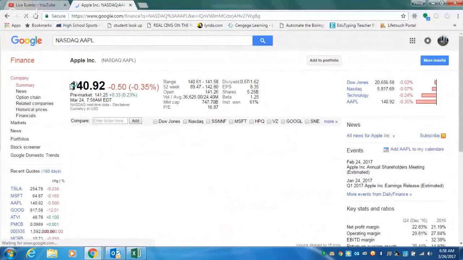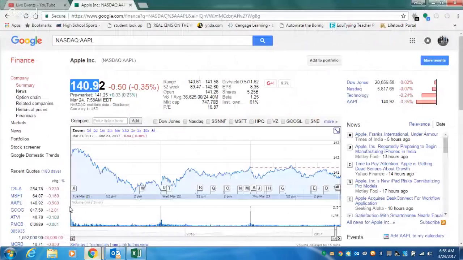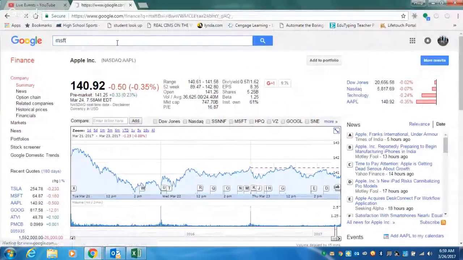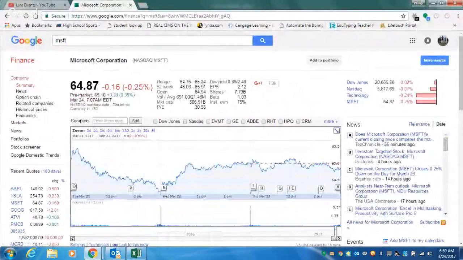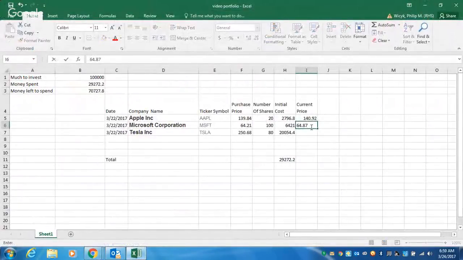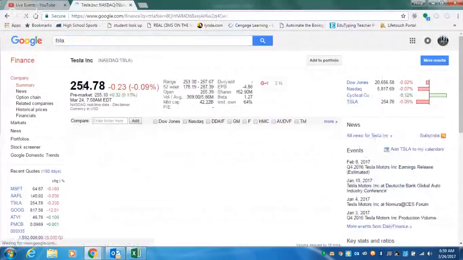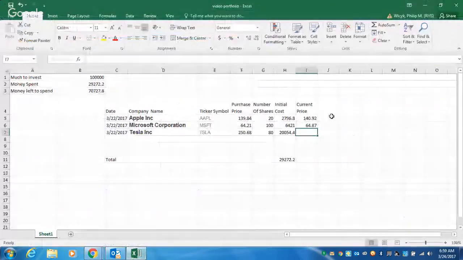And Apple, again, big black number right here is the current price. So it's at 140.92 per share. Let's go and look up Microsoft, MSFT. Again, the current price is right here, 64.87. And then Tesla, TSLA, 254.78.